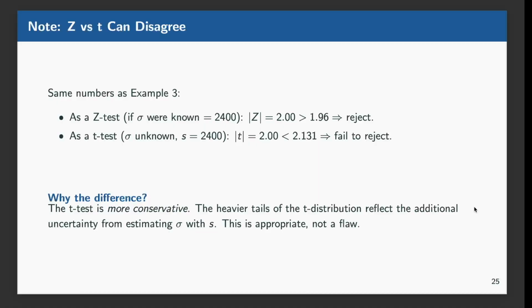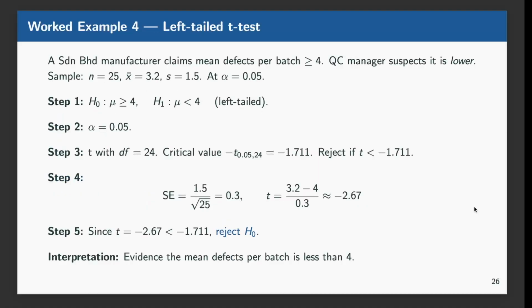Let's try a left-tailed t-test next. A manufacturer claims its mean number of defects per production batch is 4 or more, but the quality control manager suspects the true figure is actually lower than that. A sample of 25 batches gives X bar equal to 3.2 with S equal to 1.5. Test at alpha equals 0.05.